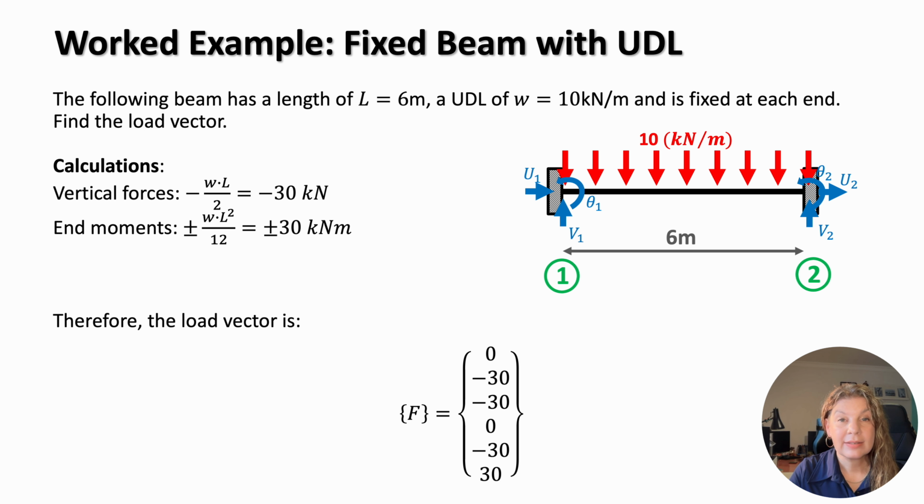Let's work through a numerical example and introduce some numbers. We have a beam with a length of 6 meters and a uniform load of 10 kilonewtons per meter, which gives us a total load of 60 kilonewtons. Each end therefore carries half, minus 30 kilonewtons in the vertical degrees of freedom. The fixed ends also resist bending, producing end moments. The fixed end moments formula gives us WL squared divided by 12, which is 30 kilonewton meters. At the left end, this appears as negative, and at the right as positive.